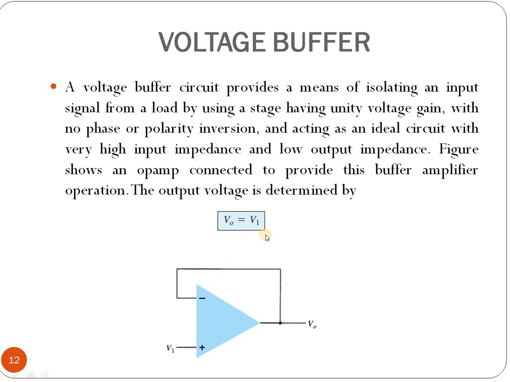So this op amp is to provide the buffer amplifier operation, and here no phase or polarity inversion happens. That's why it's a unity voltage gain and acting as an ideal circuit.